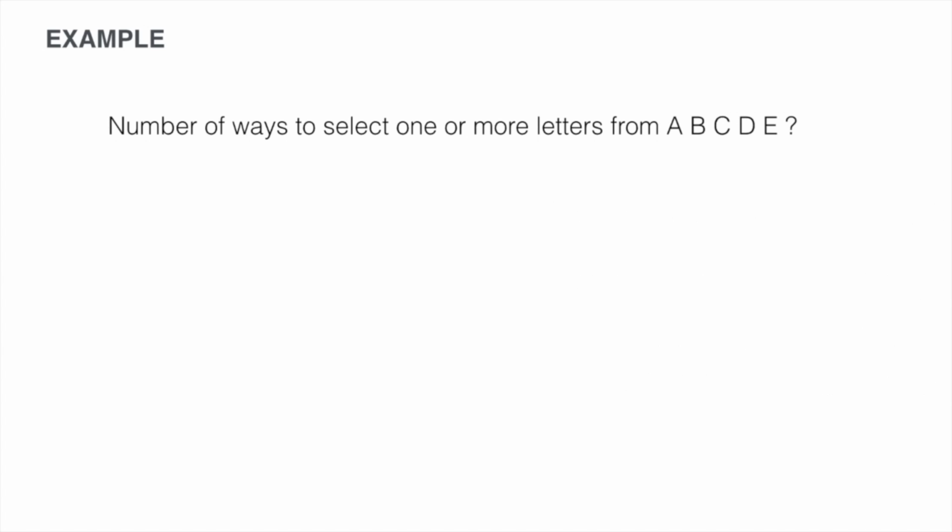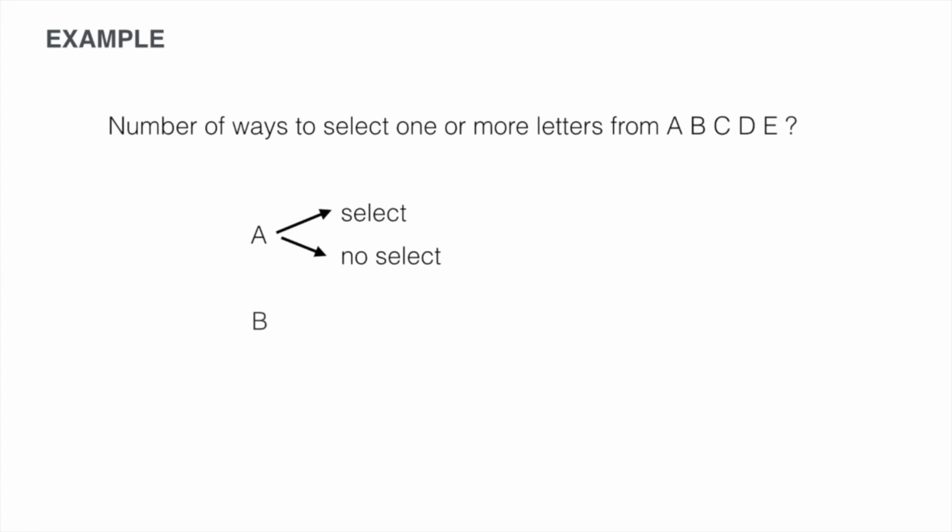Now, one way to solve the problem would be to add up all these cases together. That is an inefficient way of solving such problems. A much more direct way is to look at individual letters and look at the choices one faces. Let's look at the letter A first. There are two choices in front of me. I can either select A or not select A.